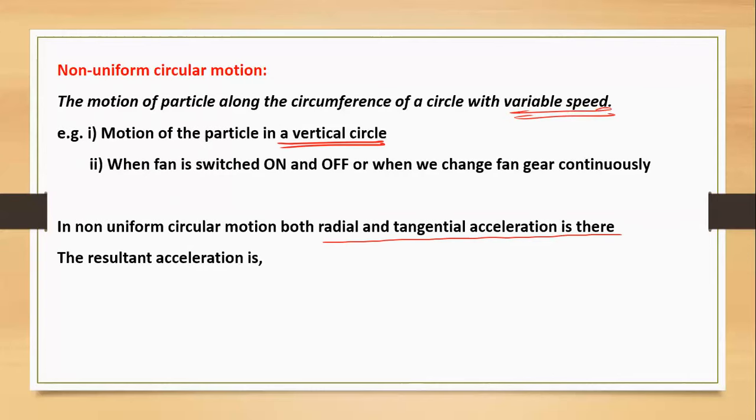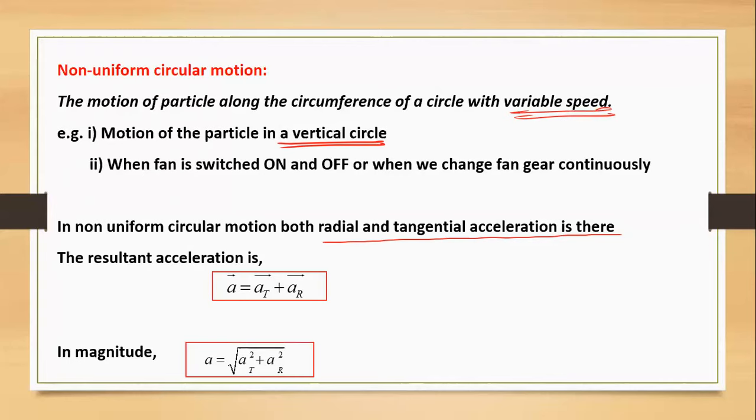If both accelerations are there, then what is the formula of acceleration? This is the formula. Acceleration is equal to tangential acceleration plus radial acceleration. This is the formula in vector form. In magnitude, we can write it as the square root of tangential acceleration square plus radial acceleration square. This is the expression for the resultant acceleration in non-uniform circular motion.